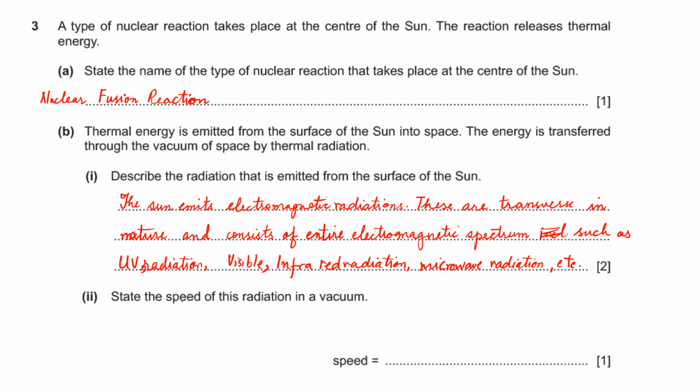Then part two, state the speed of this radiation in vacuum. So the speed of this electromagnetic radiation is equal to the speed of light. So this is equal to c. c is 3 into 10 to power 8 meters per second approximately. Remember, this is 299798347 meters per second. So just simply write 3 into 10 to power 8 meters per second, and that would be a very good estimate, and that will be acceptable.